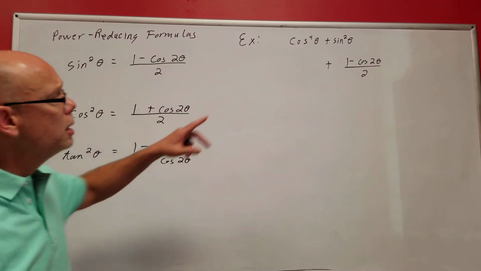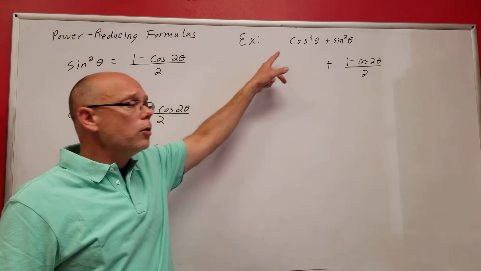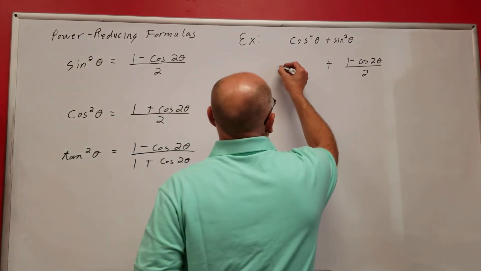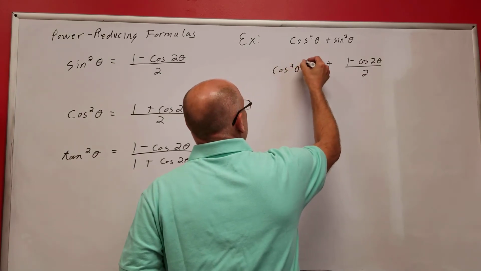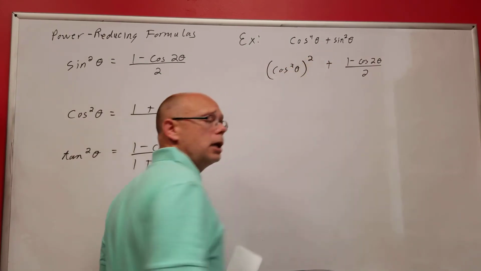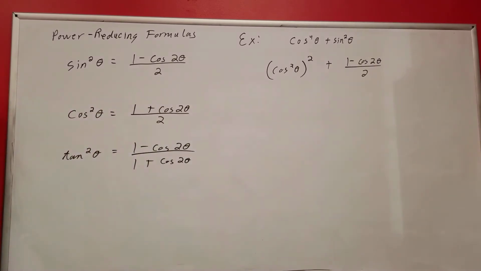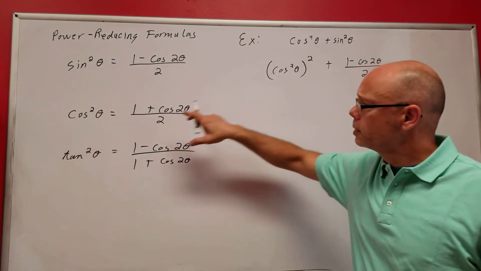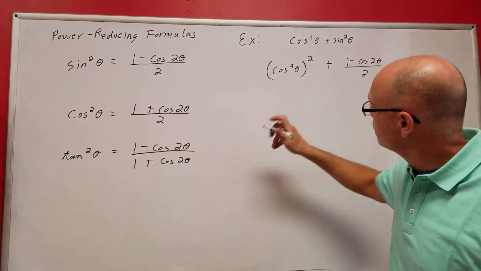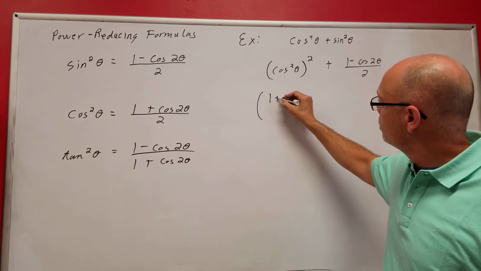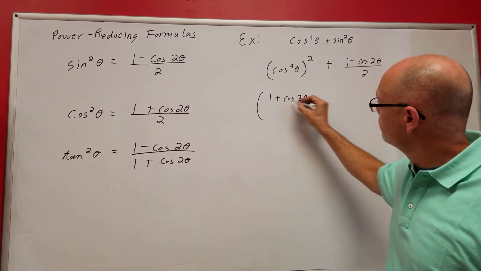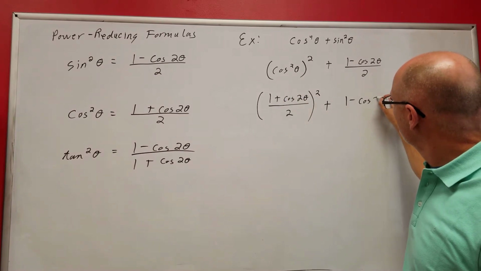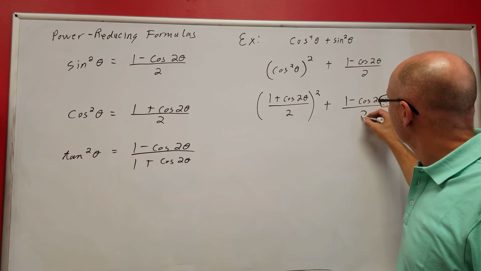Now, I don't have an identity for the cosine to the 4th here. I have an identity for the cosine squared. So what I'm going to do is call this the cosine squared of theta squared. So in the next step, I'll be able to use that identity. Let's use it now. What's the cosine squared? Cosine squared is 1 plus cosine of 2 theta over 2. So 1 plus cosine of 2 theta over 2 squared plus 1 minus cosine of 2 theta over 2.